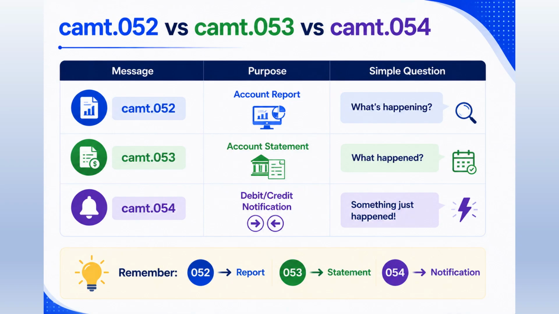Now let's compare three important cash management messages. Camt.052 is an account report. Think, what's happening? Camt.053 is an account statement. Think, what happened? And Camt.054 is a debit and credit notification. Think, something just happened. So remember, 052 report, 053 statement, 054 notification.